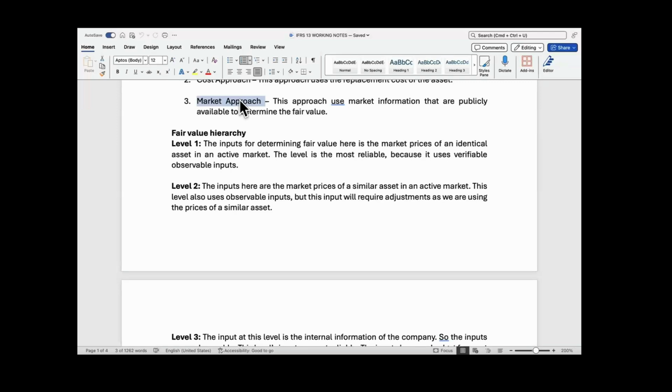Okay, that level two input would therefore require adjustments, because you cannot say, okay, I want to get the value of my shares in Glow, for example. You then say, okay, what's a similar share to that of Glow? You say MTN. You then ask, what's the price of MTN shares? You say 250 naira. So you then use that 250 naira as a basis for valuing Glow.